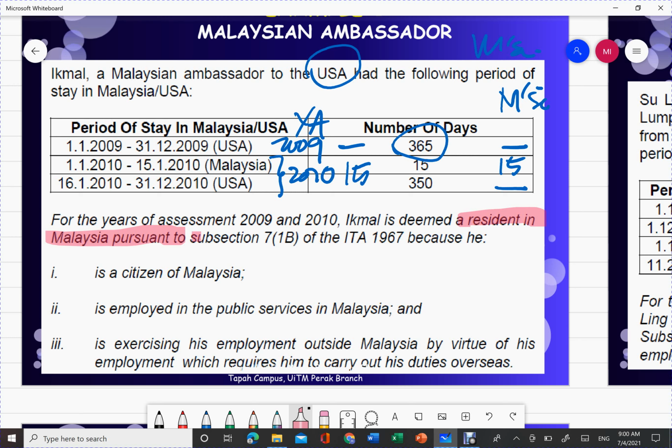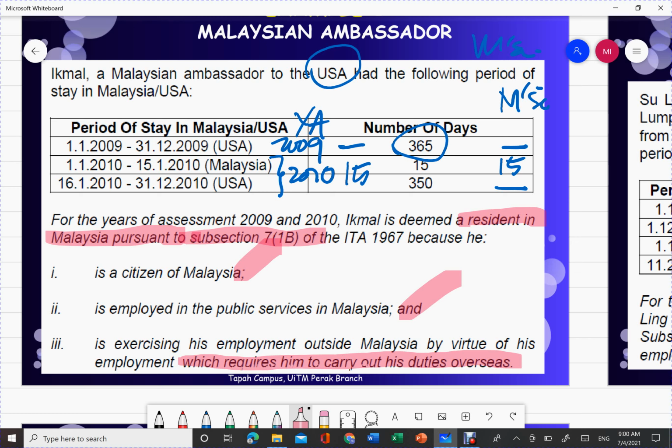By virtue of subsection 71B, because he is a Malaysian citizen employed in the public services of Malaysia, he exercises employment outside Malaysia by virtue of his employment which requires him to carry out his duty overseas. Sometimes our national defence, our soldiers, are sent to work abroad too, but they are under the Malaysian Armed Forces.